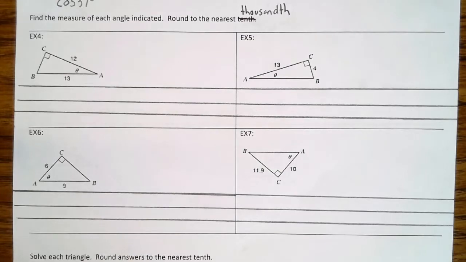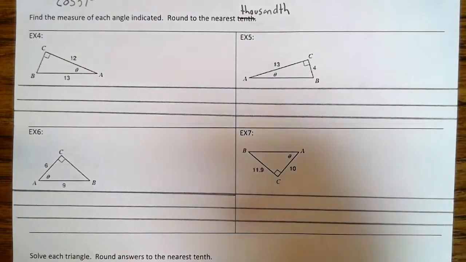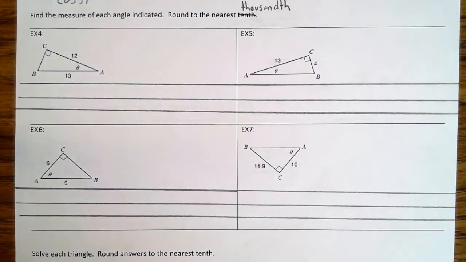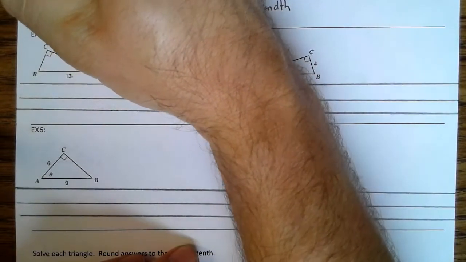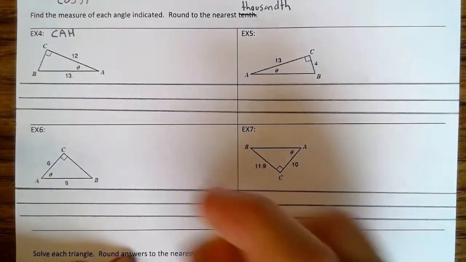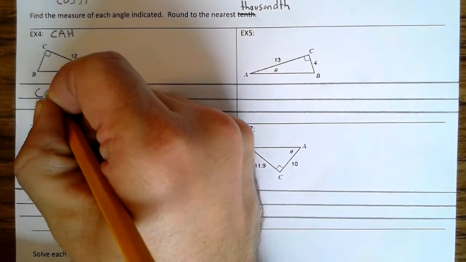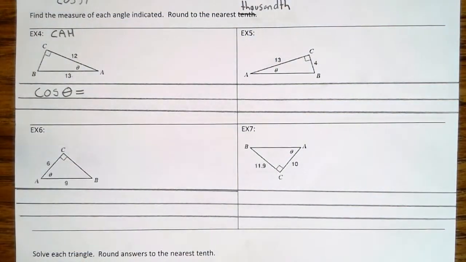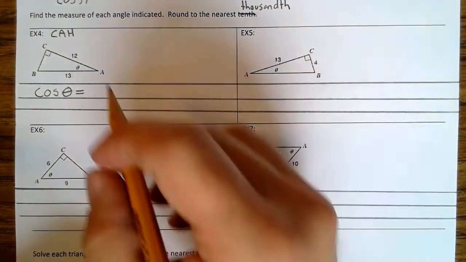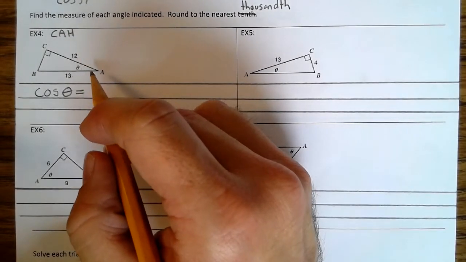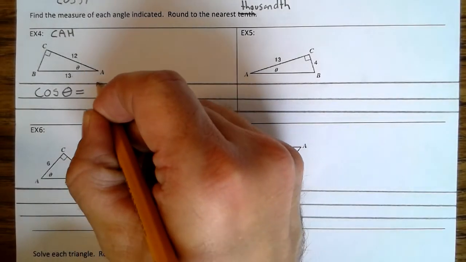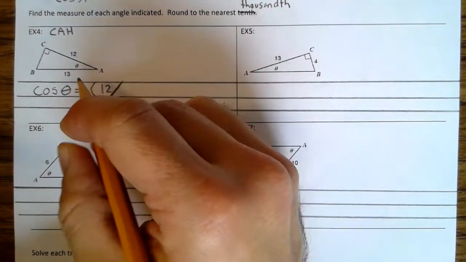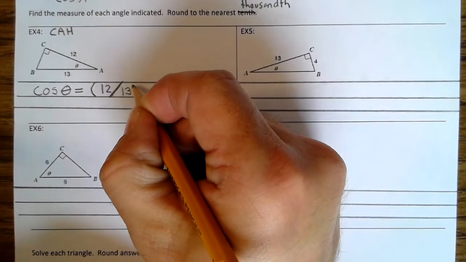All right. So it looks like we have adjacent over hypotenuse, so we're going to use CAH. So we have cosine of angle theta is equal to adjacent, which is 12, divided by hypotenuse, which is 13.